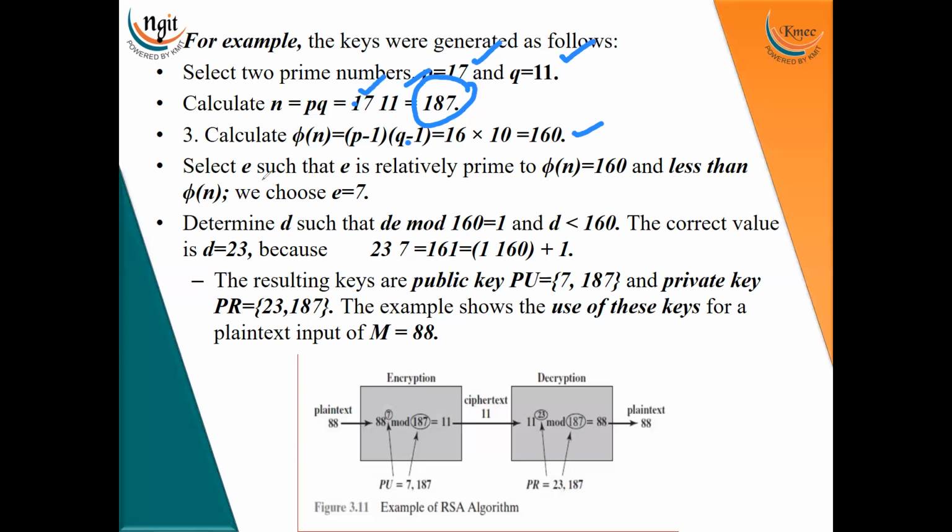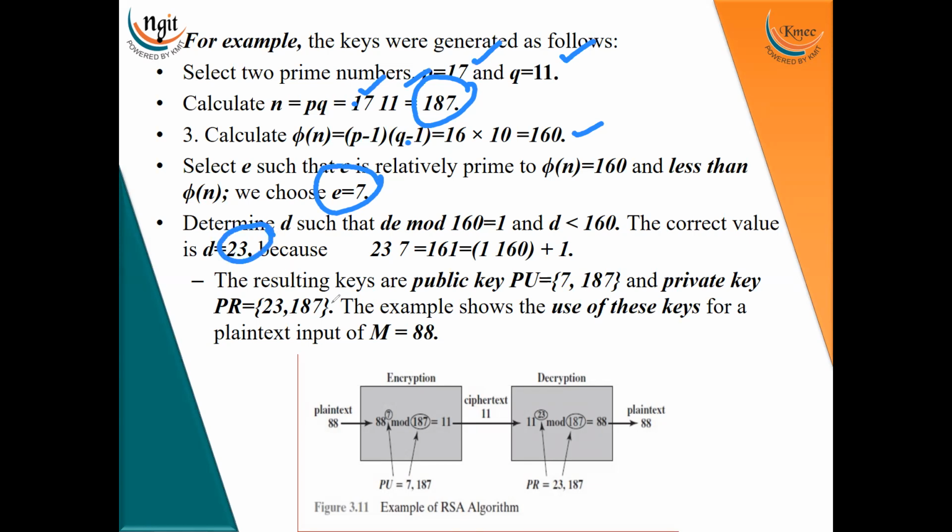It is less than the order of n. We are going to choose the exponent value as 7. And the corresponding value for this is here: 16 plus 17 plus 7, we get 23. Here, 23 and 7. Determine D such that D mod 160, where D is less than 160. Then the correct value for D is 23.